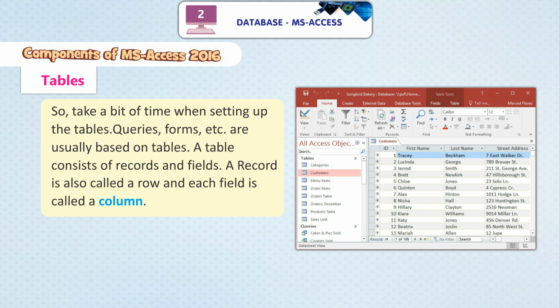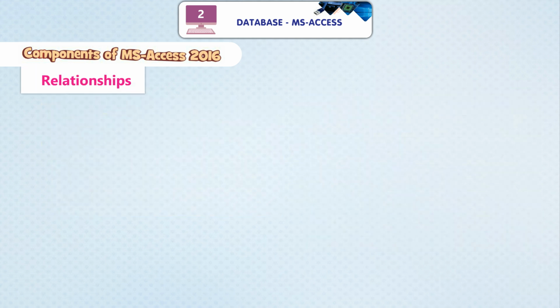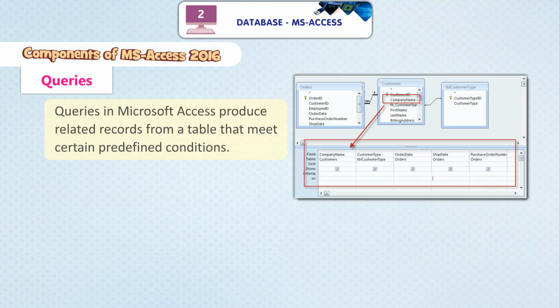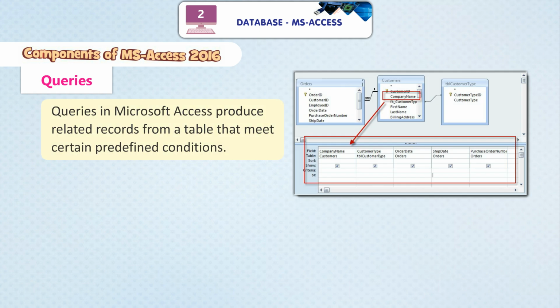Queries, forms, etc. are usually based on tables. A table consists of records and fields. A record is also called a row and each field is called a column. Relationships. Relationships are the bonds we build between the tables. They join tables that have associated elements. To do this, there is a field in each table which is linked to each other and have the same values. Queries. Queries in Microsoft Access produce related records from a table that meet certain predefined conditions.